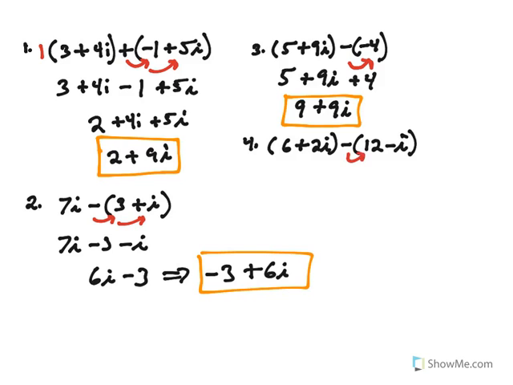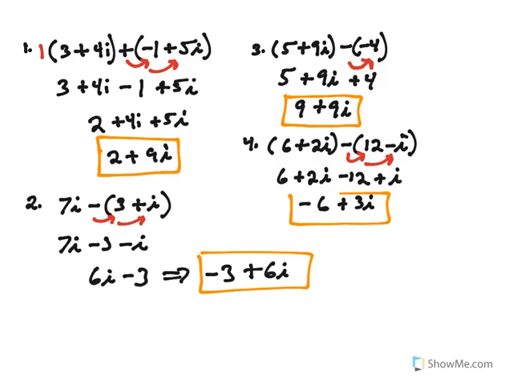Again, I'm going to distribute the negative. Everything just stays the same here, so I can rewrite it without the parentheses. A negative times a positive 12 is a minus 12, and this turns into a positive i. Now I can just collect like terms. 6 minus 12 is minus 6. 2i plus i is 3i. And that would be the answer for that one. All right. Okay, let's go to the next slide.